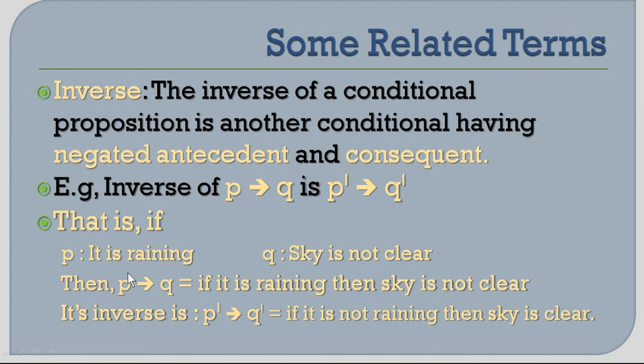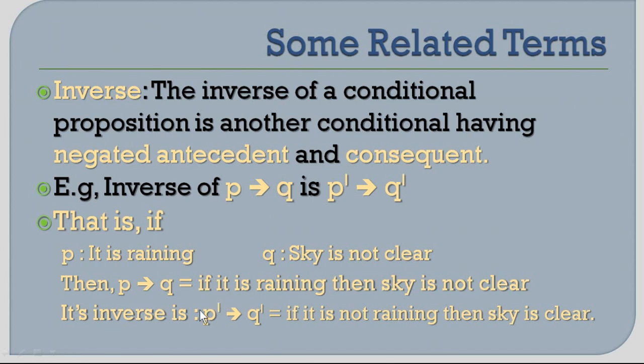Now you can see an example. It is raining. So P value is it is raining and Q value is sky is not clear. You are not going to interchange anything. You are going to inverse it. That is only what you are going to do. So normal statement is like this. P implies Q is if it is raining, then sky is not clear, right? This is a normal statement.